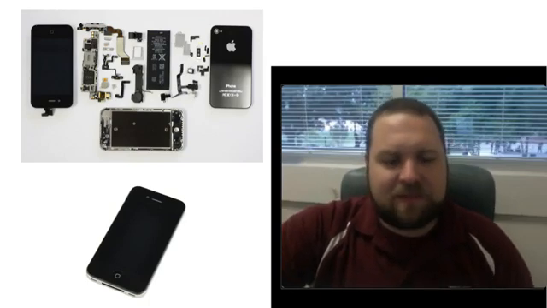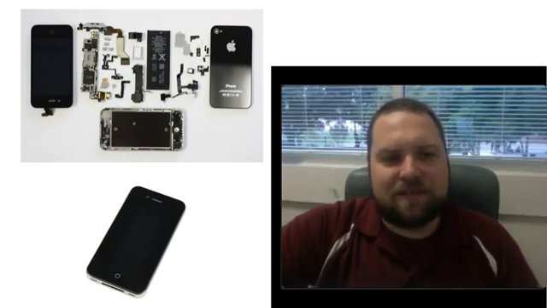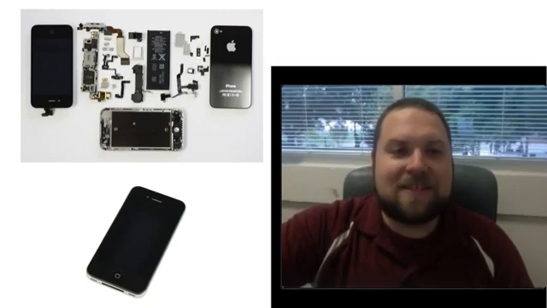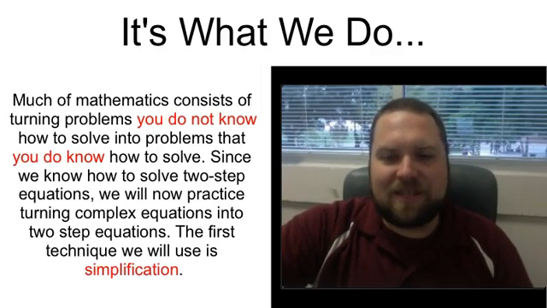But what we're going to see with equations is sometimes there is a simplification required. We want our equations to be like the iPhone at the bottom, but sometimes they come to us looking like the one at the top. So what we're going to do is look at how to fix that.